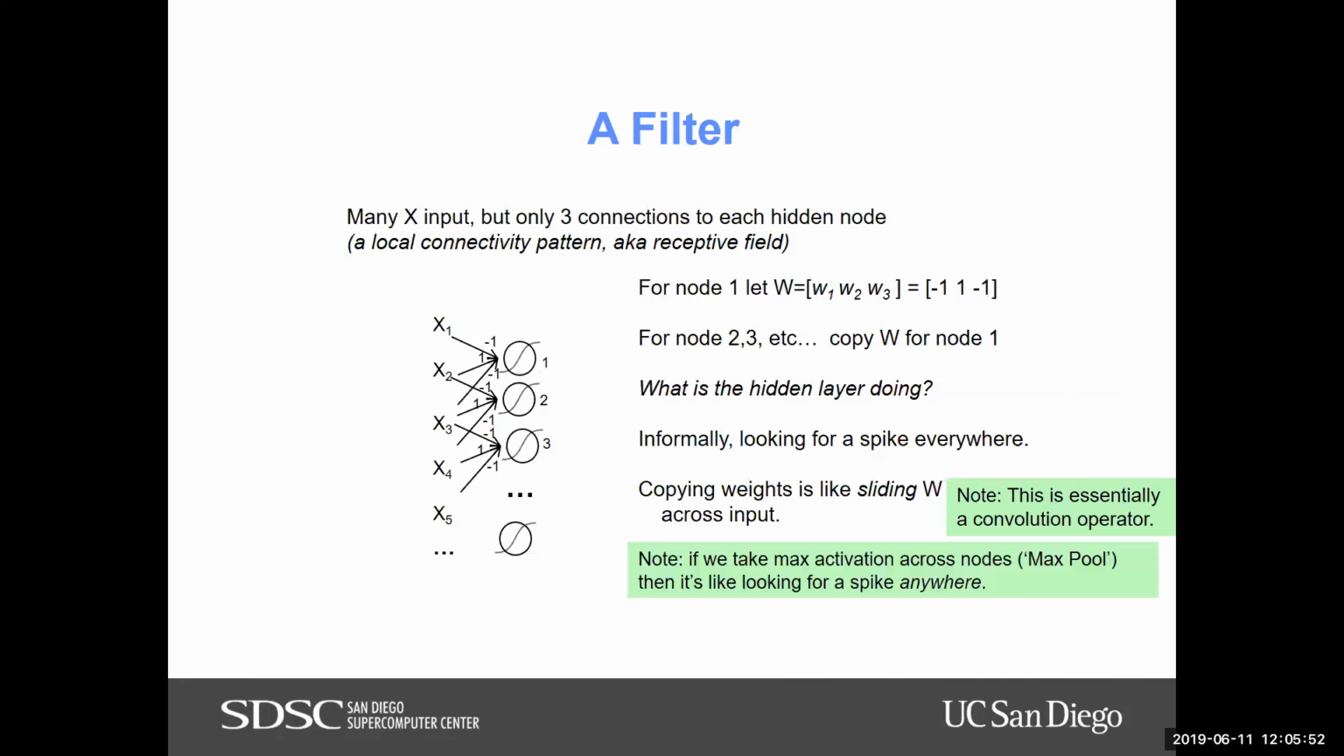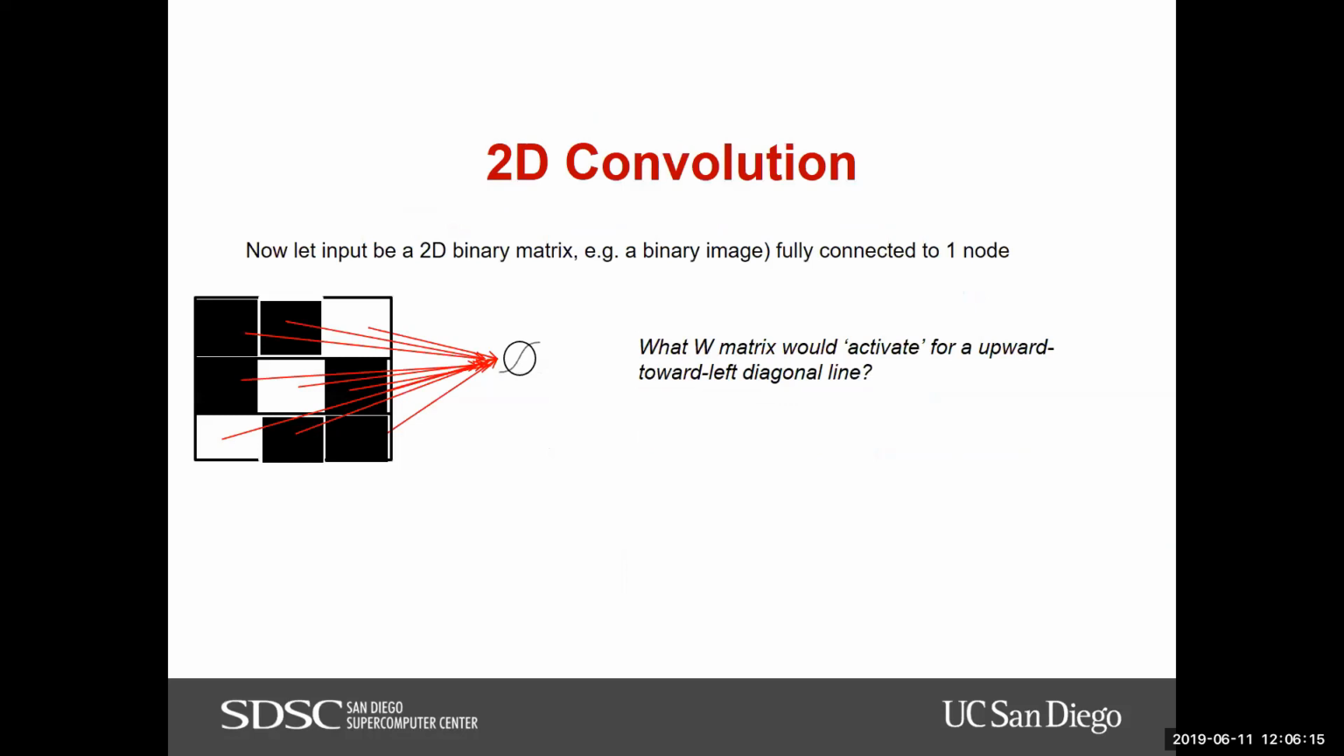And if we take the output of all the nodes and just take the maximum, now I'm looking for a spike anywhere. So I'm looking for the maximum spike. I'm not necessarily looking for a spike everywhere. I'm just saying, okay, there was at least a spike somewhere. So those two things in combination have become the basis for convolution networks.